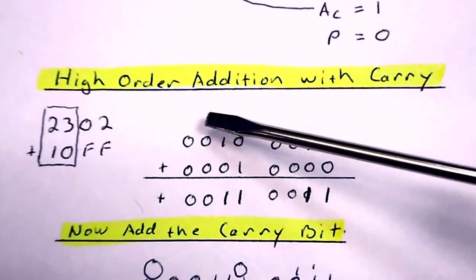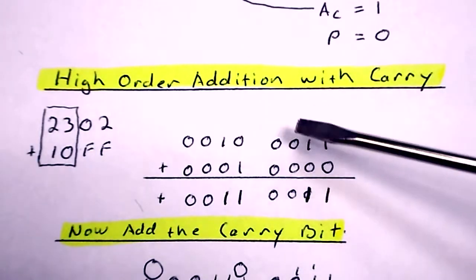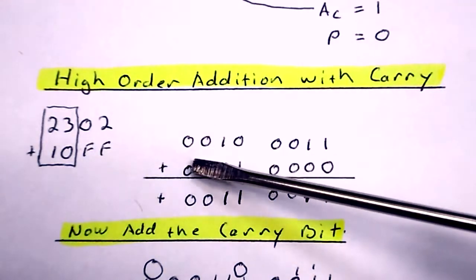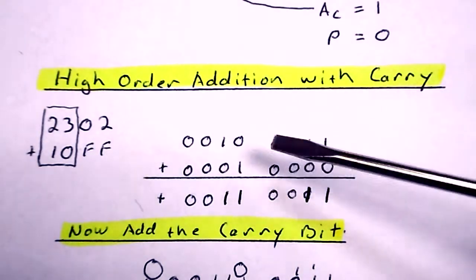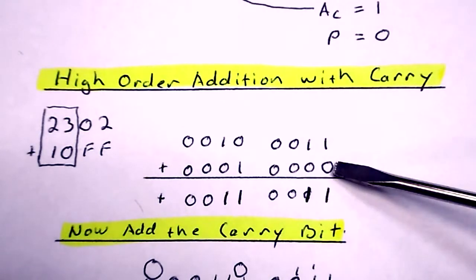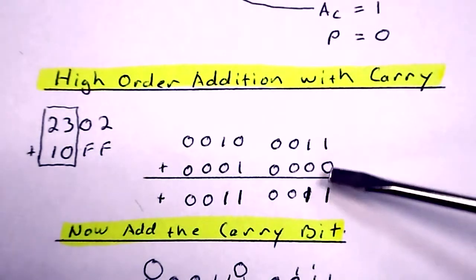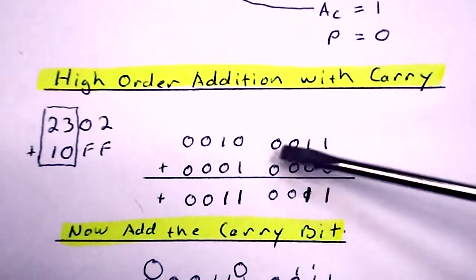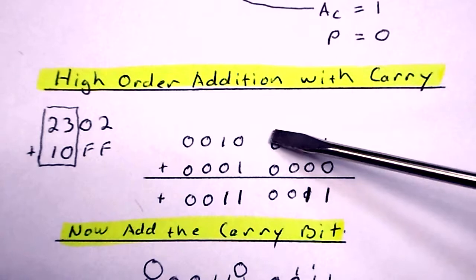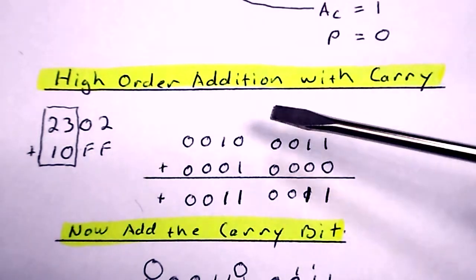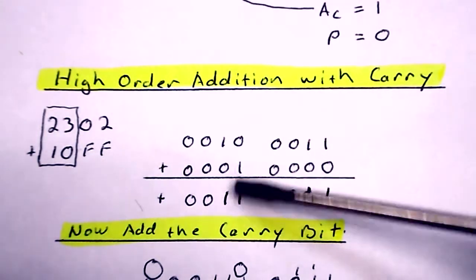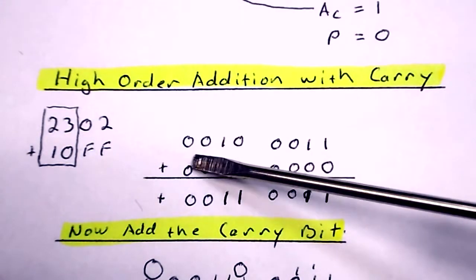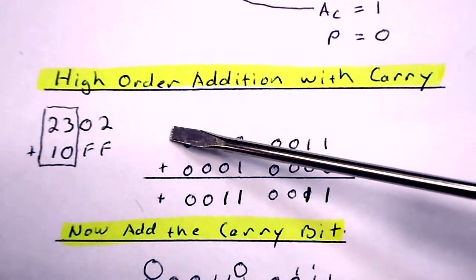So remember that 2 is 0, 0, 1, 0, and 3 is 0, 0, 1, 1. And then the 1, 0 is 0, 0, 0, 1, followed by 0, 0, 0, 0. So 0 plus 1 is 1, 0 plus 1 is 1, 0 plus 0 is 0, 0 plus 0 is 0, and notice there's no auxiliary carry bit. And then 0 plus 1 is 1, and then 1 plus 0 is 1, and then 0 plus 0 is 0, 0 plus 0 is 0. So there's no carry bit.